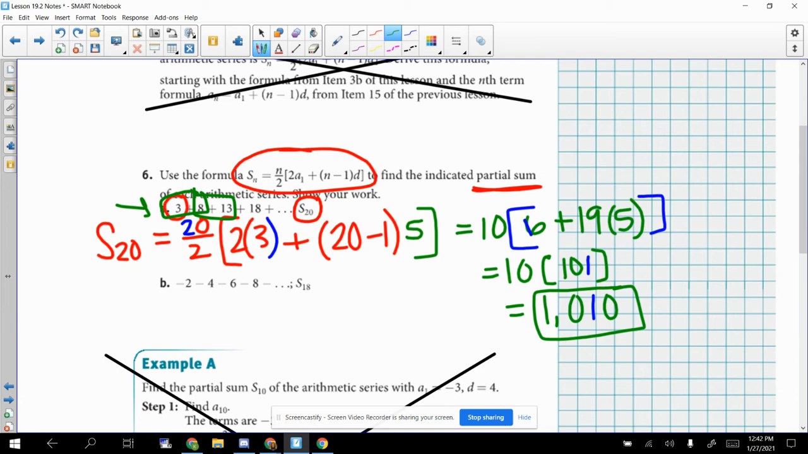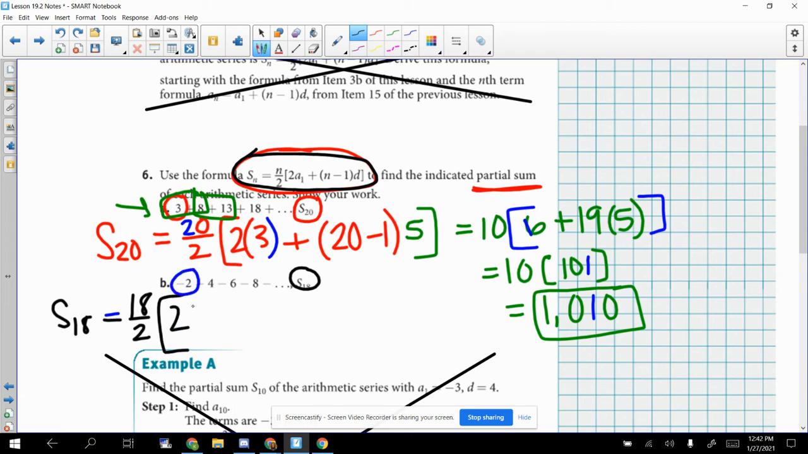Okay, so let's try one more like that. So this one's asking for S sub 18. So again, that means that your n is 18 throughout the whole thing. So we're going to do 18 divided by 2. Again, I'm just plugging into this formula here. And then 2 times your a sub 1, or your first term, which is negative 2, and then plus n minus 1, so 18 minus 1. And obviously we know that's 17. You could write it that way right away.